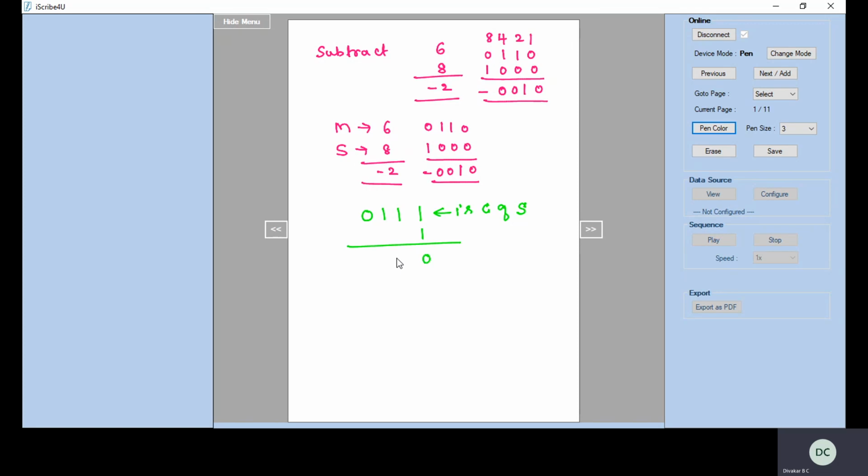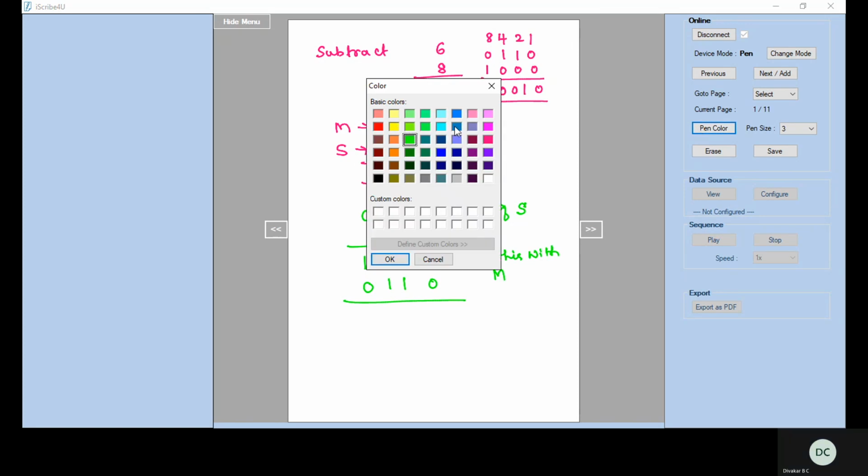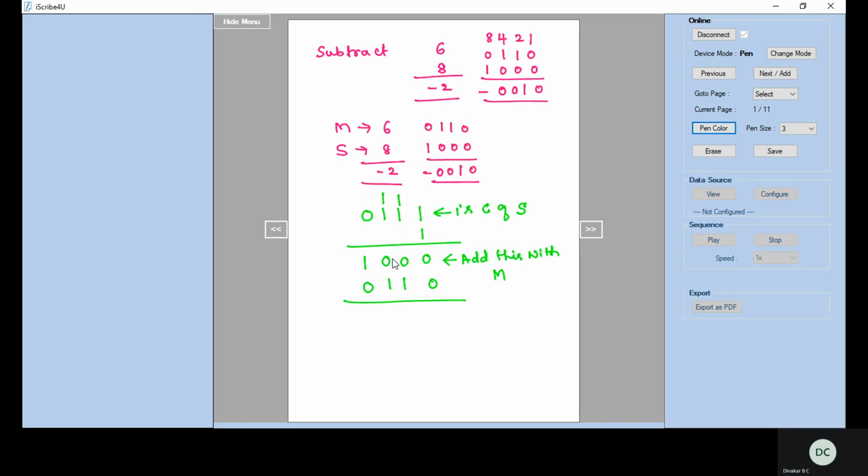1 plus 1 is 0 with a carry of 1. Again, 1 plus 1 is 0 with a carry of 1. Again, 1 plus 1 is 0 with a carry of 1. Then add this with the minuend. The minuend is 0110. Then perform the addition, which gives 0111.